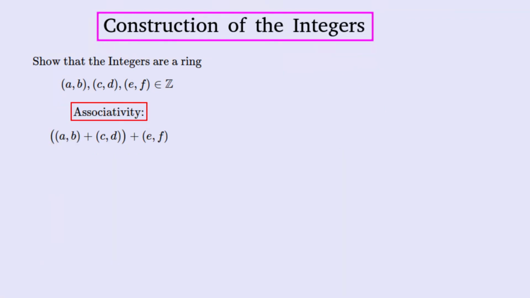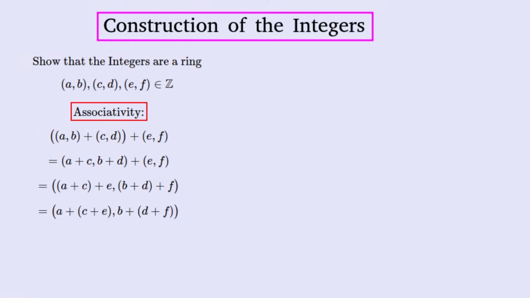Now to show associativity, we'll have to move the brackets over to the last two integers to show that the order in which the addition is done doesn't affect the result. We'll expand it out using the addition rule. We'll apply the addition rule again and manipulate this expression a bit. We'll contract this expression by using the addition rule in reverse. And then we'll use the addition rule in reverse again, thus proving the result. We've successfully moved the brackets over to the last two integers.